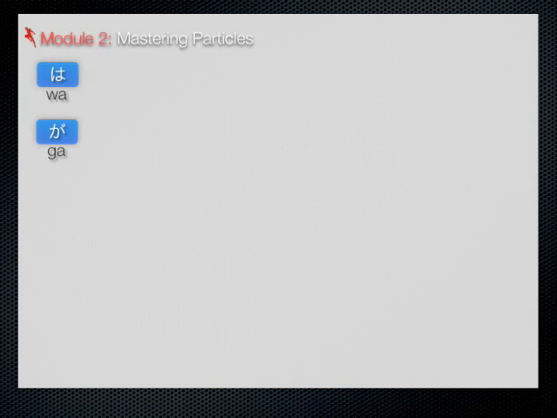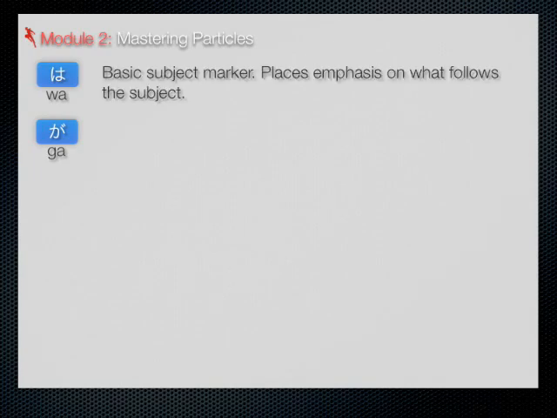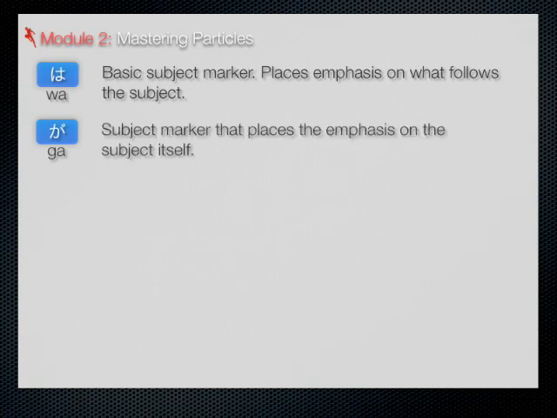When you use wa, think of it as placing emphasis on what follows the subject. So if you want to emphasize, not the subject itself, but what the subject is doing or something like that, you want to use wa. On the other hand, if you want to emphasize the subject itself, you'll want to use ga.